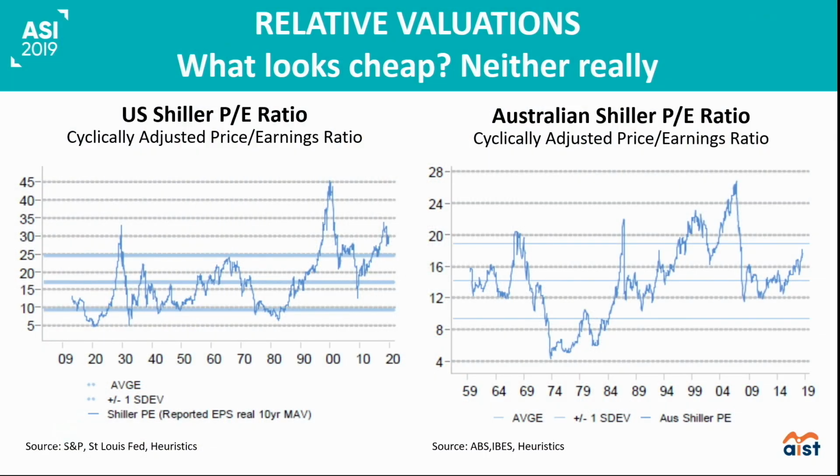So, what looks cheap? Well, not a lot really. Clearly, we've talked about this in the US for years. The only time that US PE ratios were this expensive was 1929, 1999 and 2007. None of those three worked out particularly well for investors. Australia is not there yet, but approaching one standard deviation expensive.